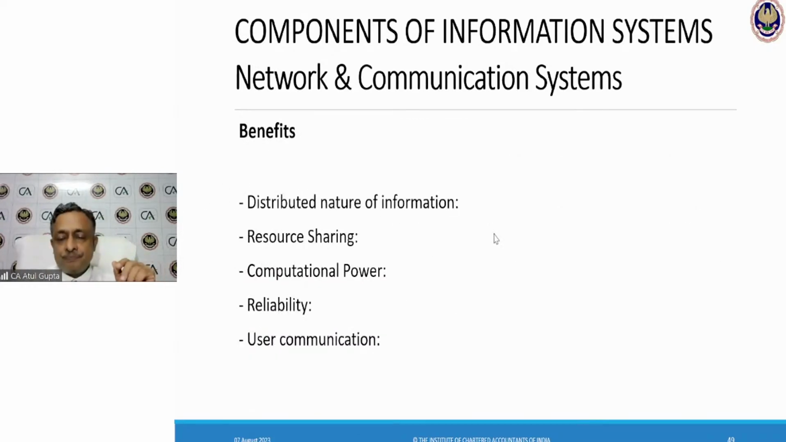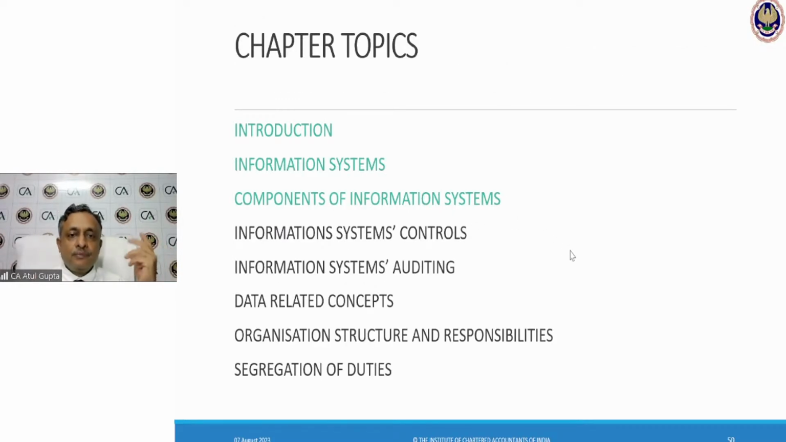Then benefits, distributed nature. Okay, so network, distributed nature, resource sharing, add to the computational power, add to the reliability of performance, and better user communication. So a good network leads to all this. So that is the components of information system.